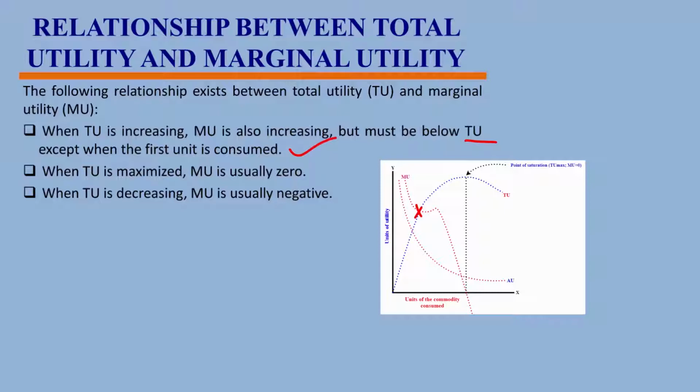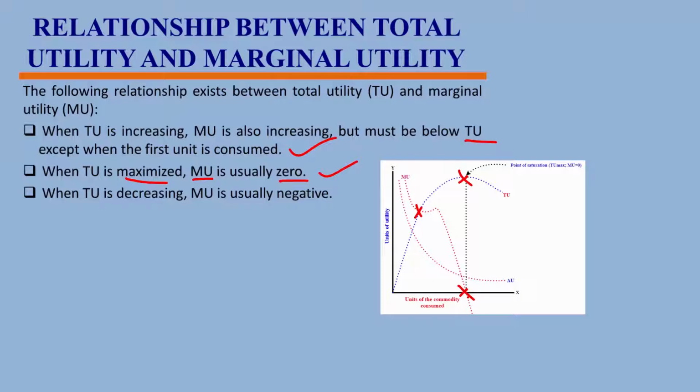The second point states that when total utility is maximized, marginal utility is usually 0. At this point, total utility is maximized. This is the maximum point of total utility. After this point, total utility starts dropping. But let's look at what happens to marginal utility. It strikes the X bar. At that point, it is 0. So when total utility is maximized, the marginal utility is at 0. So it captures the second point.